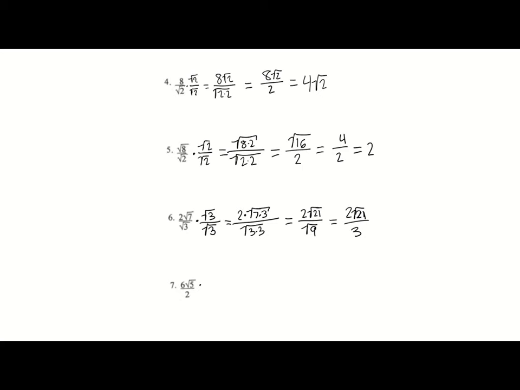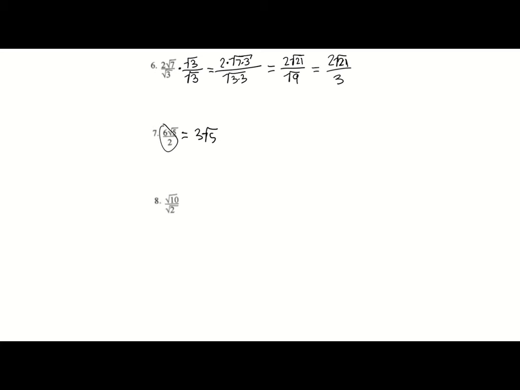Okay, number 7. There is no square root on the bottom of our fraction, so it is already rationalized. But there is one thing we could do to simplify. We have 6 divided by 2, so we know that this equals 3 square root of 5, because we can divide that 6 divided by 2 right there.